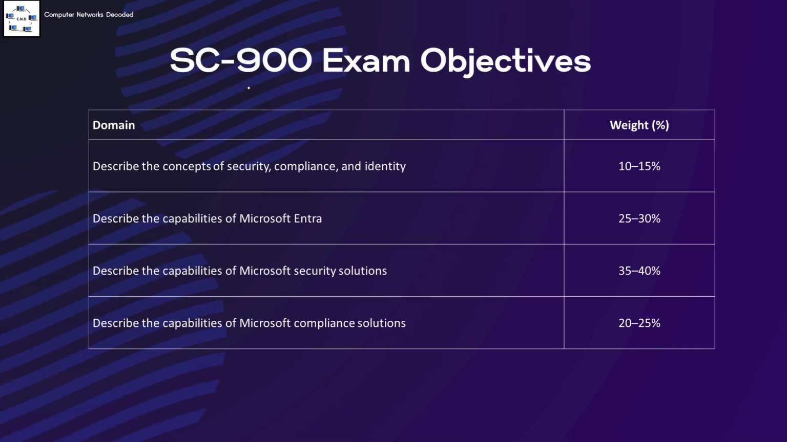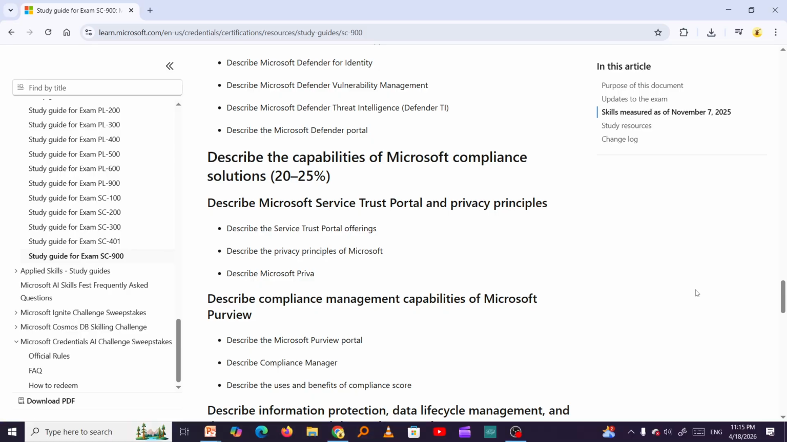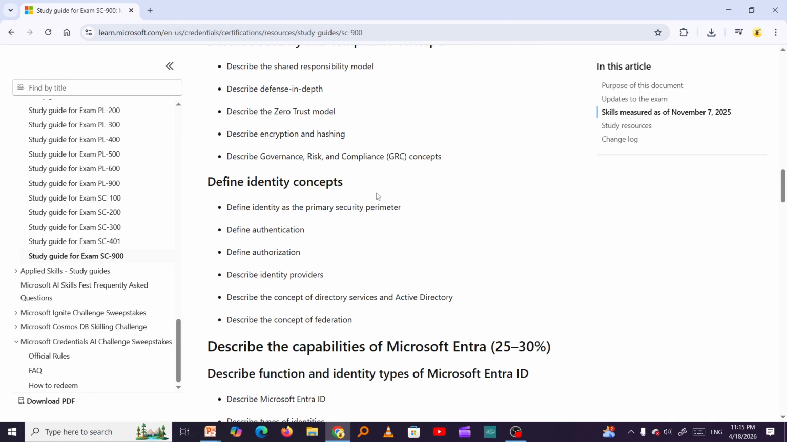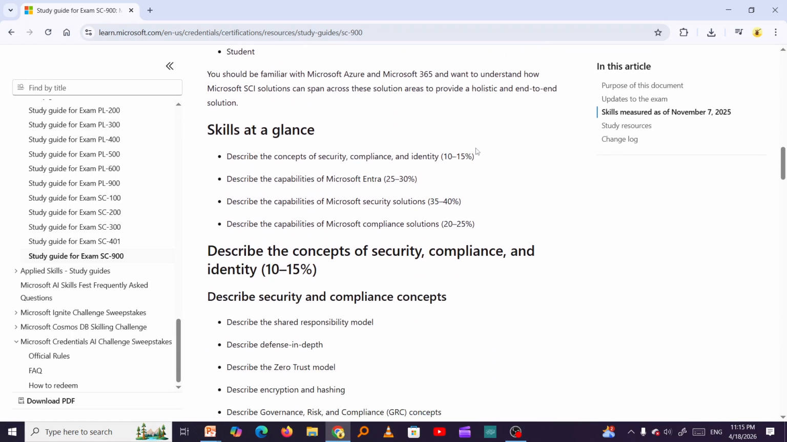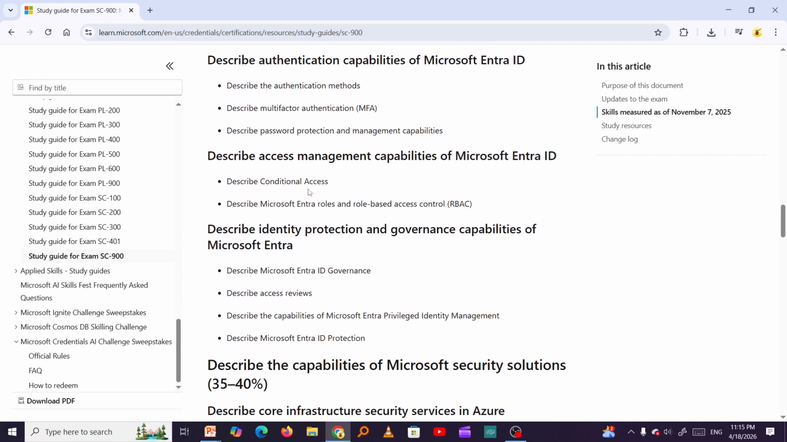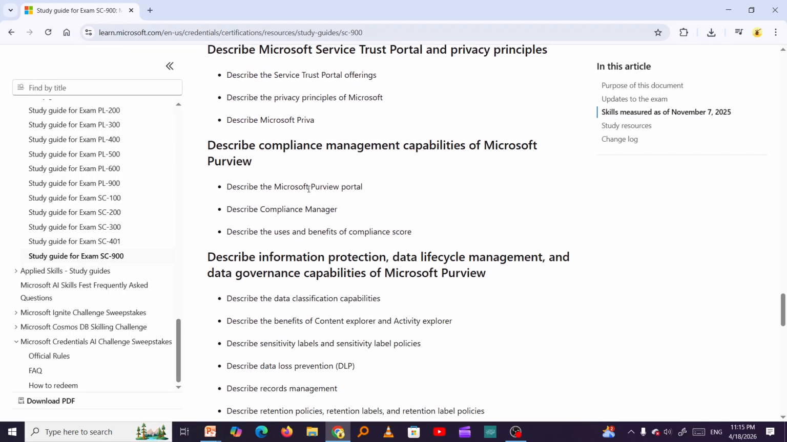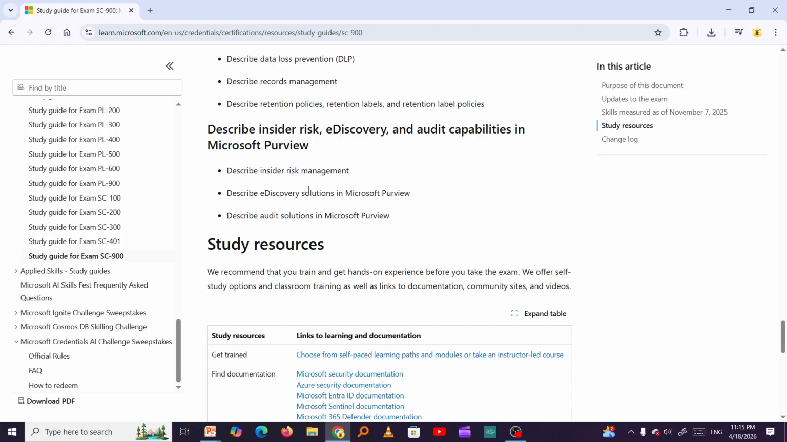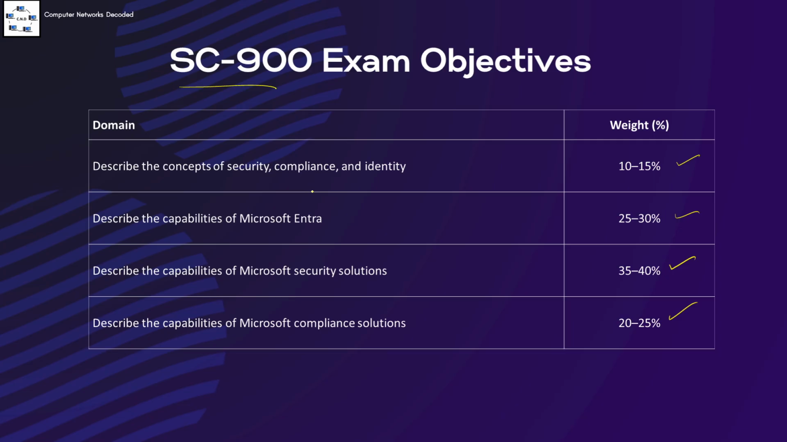So these are the official exam objectives for clearing the SC-900 certification exam, and these are the weightages of each of these objectives. These objectives are basically taken from the official Microsoft exam objectives, as you can see over here, and during this course I will cover each of these topics. So if you are planning to sit for this certification exam, I recommend you go through each and every topic and the complete video so you are able to pass the exam confidently.